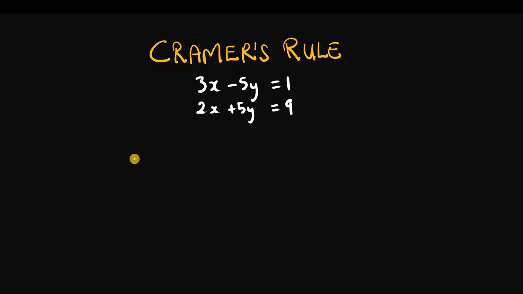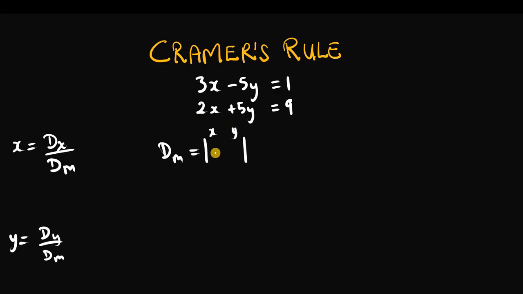Let's look at the second example. Again, to find x, we take the determinant of the x matrix and divide it by the main determinant. To find y, we take the determinant of the y matrix and divide by the main determinant. And so let us find the main determinant. We should have an x column and a y column. Under the x column we have 3 and 2. Under the y column we have -5 and 5.